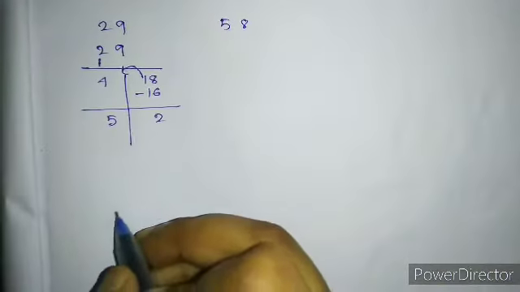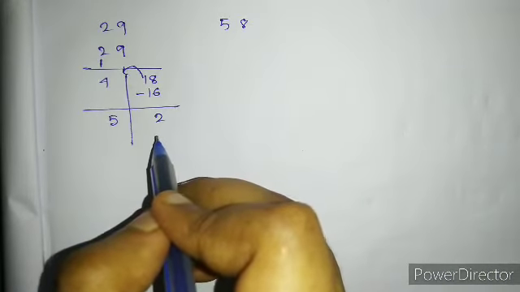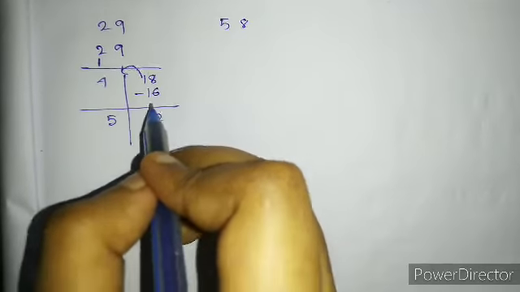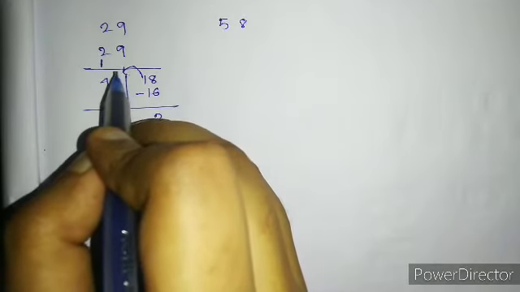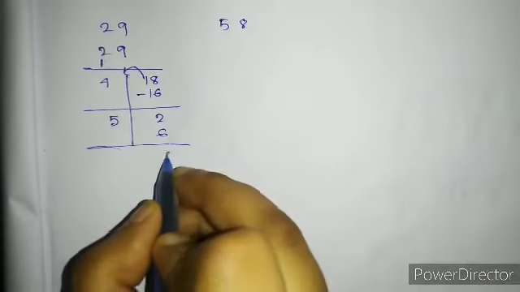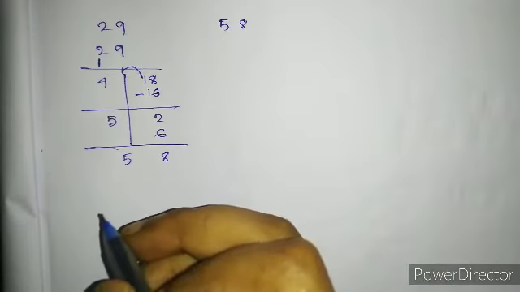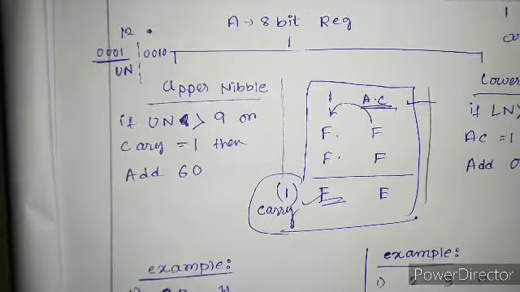So when we are getting it wrong, first, is the lower nibble greater than 9? No. But is there any auxiliary carry being produced? Yes. So what do you have to do? Add 6 to the lower nibble. So 2 plus 6 is 8, and now this is 58. So the answer became the same. I hope you understood what happens in the lower nibble case.